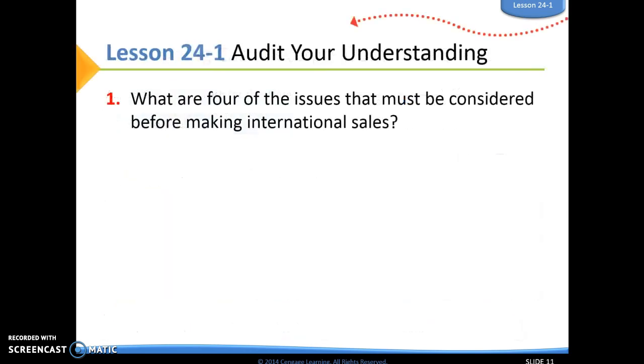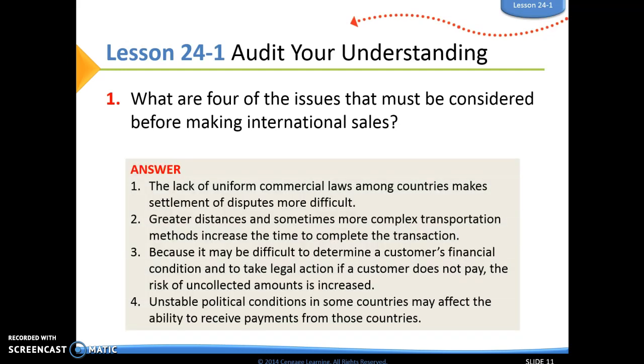Audit your understanding. Number 1, what are 4 of the issues that must be considered before making international sales? Okay, so we looked at the lack of uniform commercial laws among countries. This is going to make any settlement disputes more difficult.